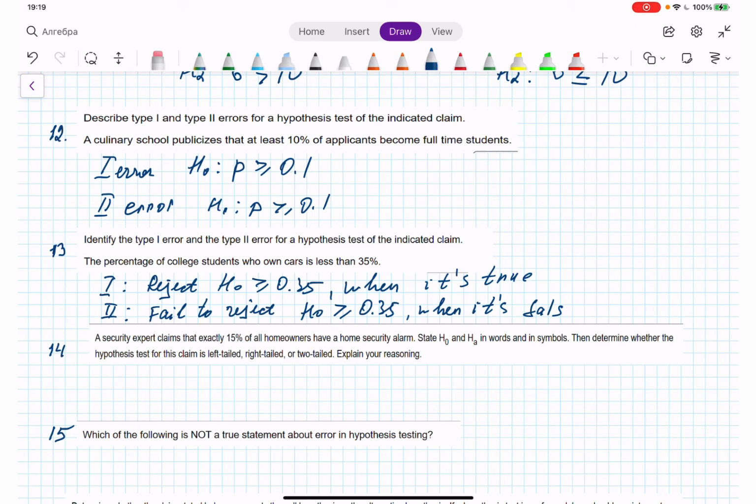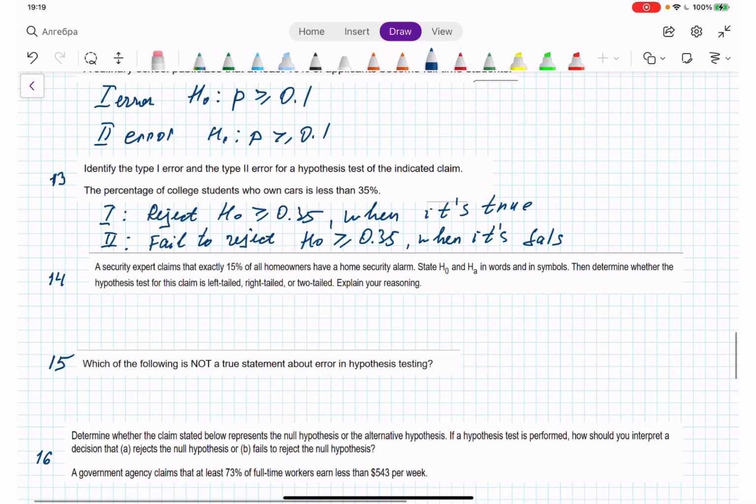Question number 14. A security expert claims that exactly 15% of all the homeowners have a home security alarm. Okay? We need to state the null hypothesis and alternative hypothesis in words and in symbols. Then determine whether the hypothesis test for the claim is left-tailed, right-tailed, or two-tailed. Okay, let's do that.